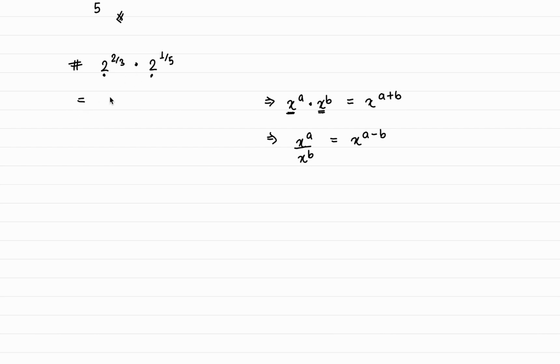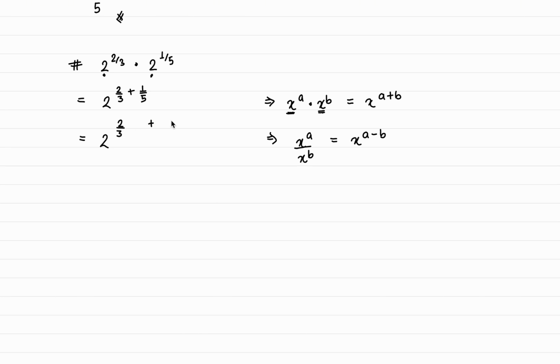What we get when we add the powers is 2 to the power 2 over 3 plus 1 over 5. Now we have two fractions, and we need to add them. Do you know how to add these fractions? That's the main thing. These are unlike fractions, and we cannot add unlike fractions. So to add, we need to make these like fractions.